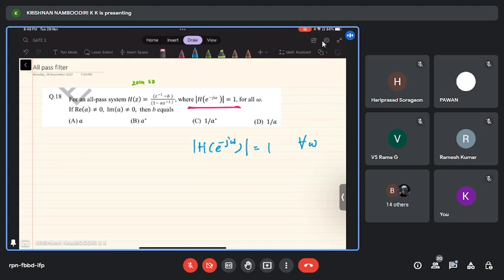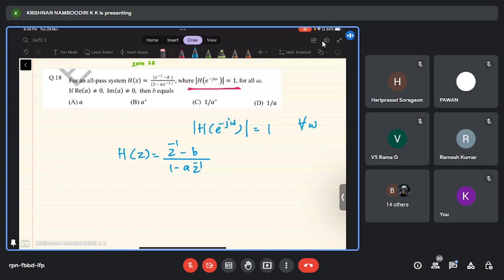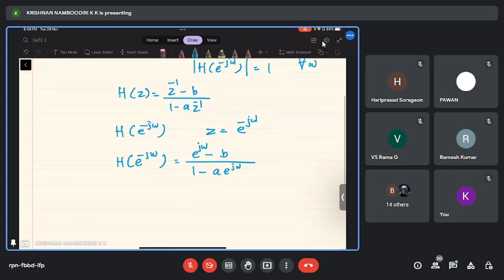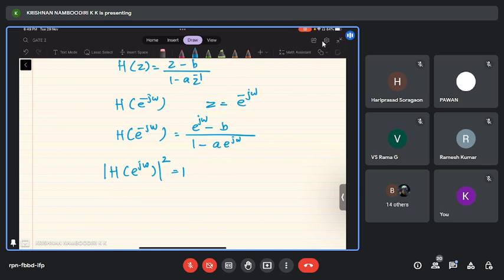Okay, so now coming back to the question, it is given that h of z, which is the transfer function, equals z inverse minus b divided by 1 minus a z inverse. From that, we need to find the frequency response. From the transfer function, how can we find the frequency response? The frequency response is h of e power j omega, which can be obtained by substituting z equal to e power minus j omega, right? So z inverse will become e power j omega, minus b, divided by 1 minus a e power j omega, correct? And it is told that the magnitude of h of e power j omega equals 1. Or I can square both sides, right? The magnitude square of h of e power j omega equals 1 for all omega. So now how can we find this?